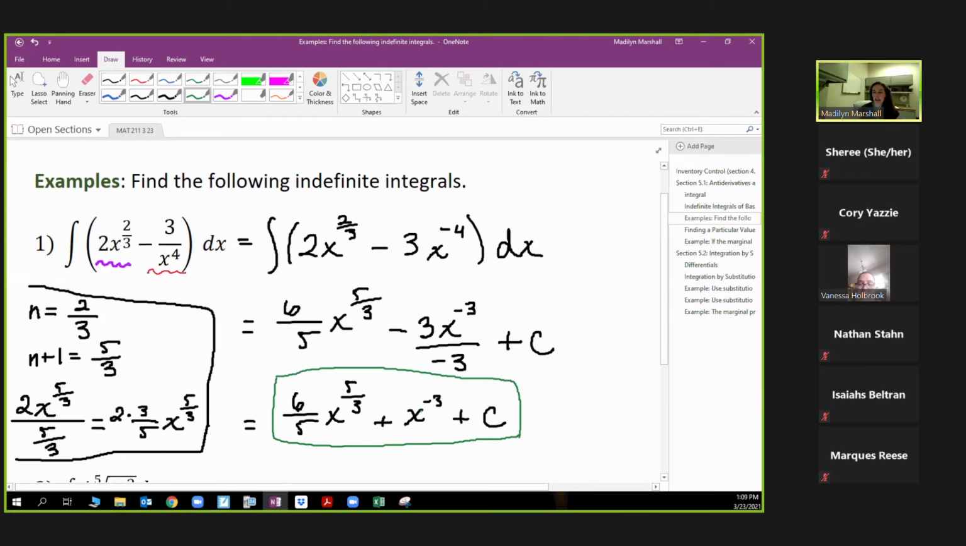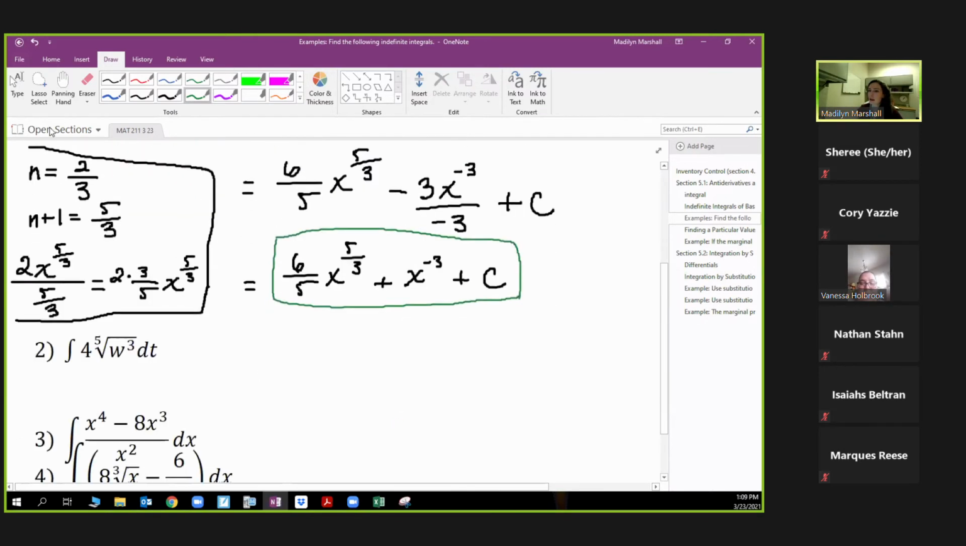But we can also take that x to the -3 and put it back in the denominator where it started if we want to.